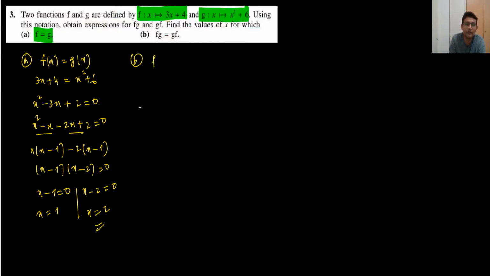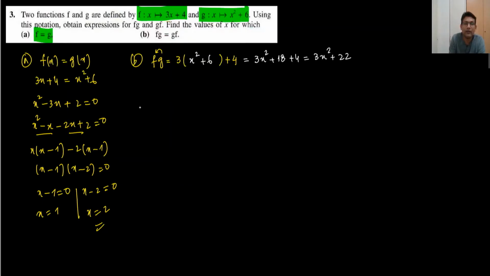So we have to find fg first, which means g in f. So for g in f you have to copy 3, and in the bracket, in the place of x, you have to write the whole equation of g, x squared plus 6, and simplify this. 3x squared plus 18 plus 4, and finally it is 3x squared plus 22.